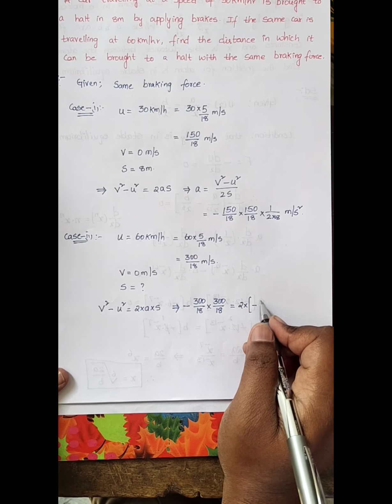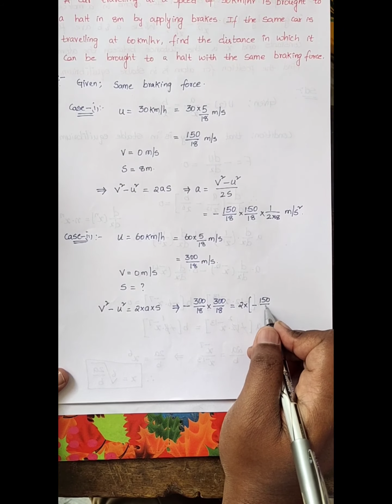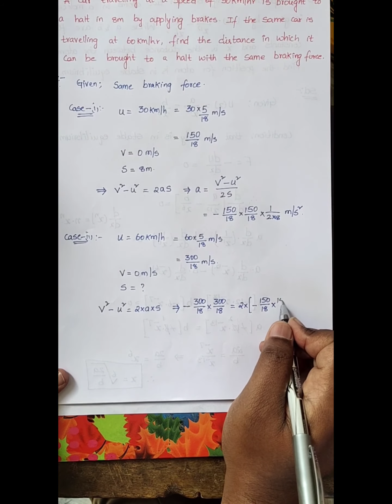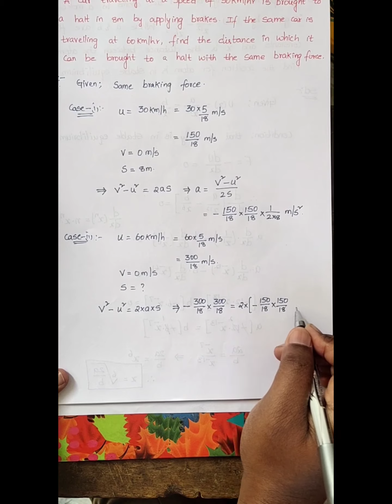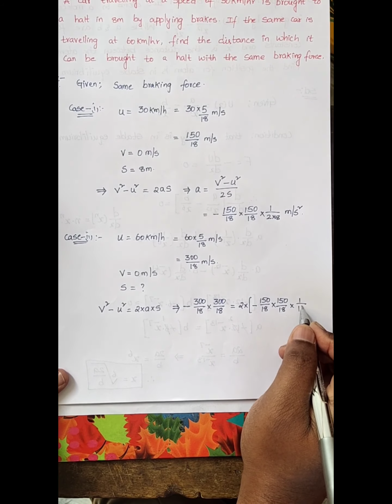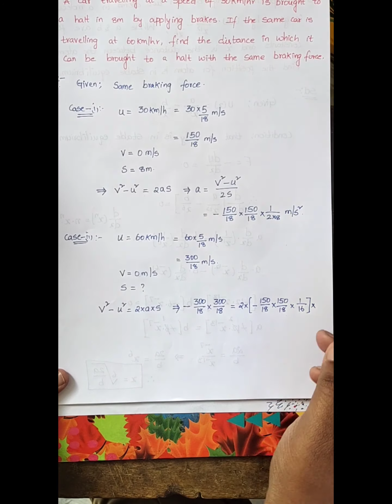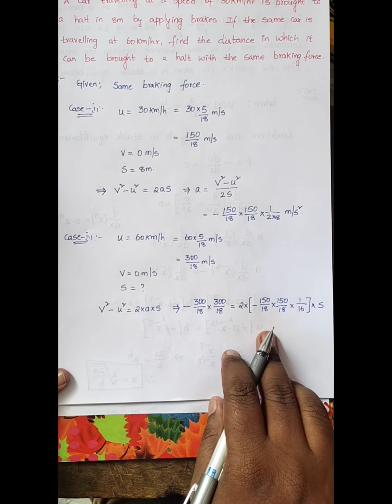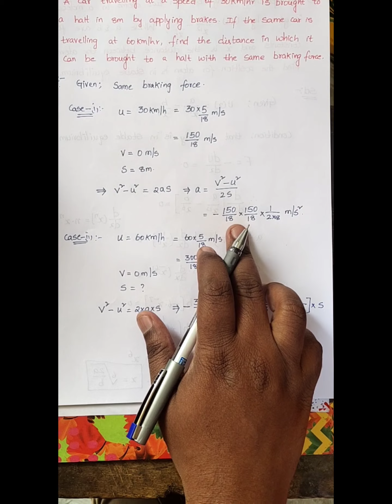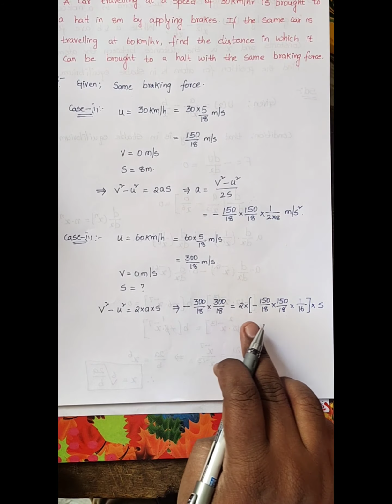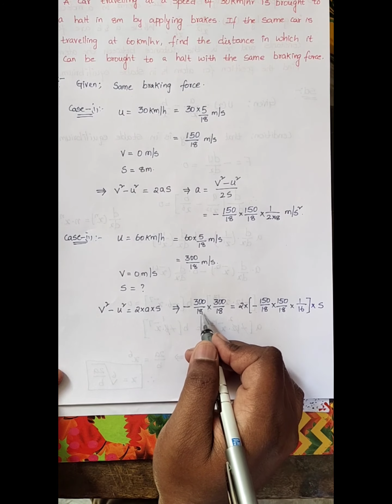Minus this one, right? 150 by 18 into 150 by 18 into 1 by 16 whole multiplied by S. That is what we require now. So this is the reason I asked don't multiply and don't cancel, because it will be very easy here. See how you can do.